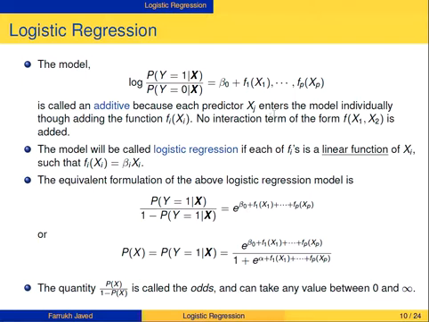And by the way, we haven't used any interaction terms between two predictors. So all the predictors are entering into the equation individually. We do not have any interaction terms between them, right? And this model will be called logistic regression if each of the functions is a linear function of x, right?